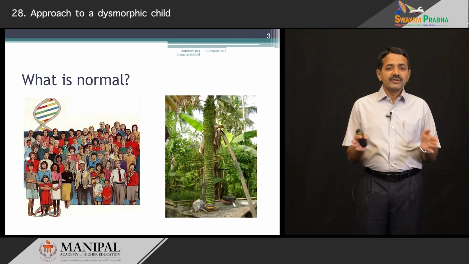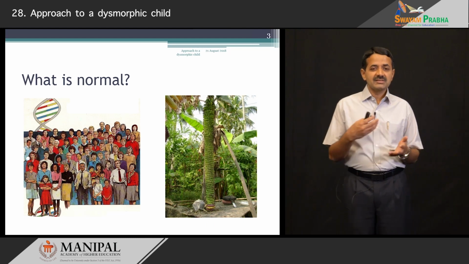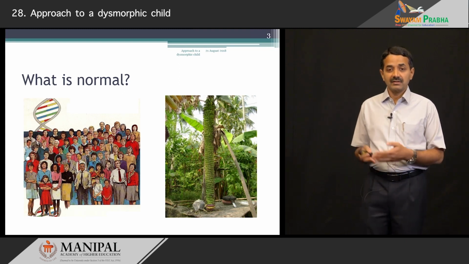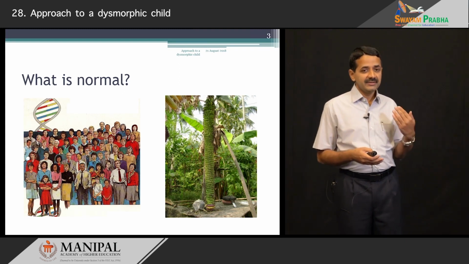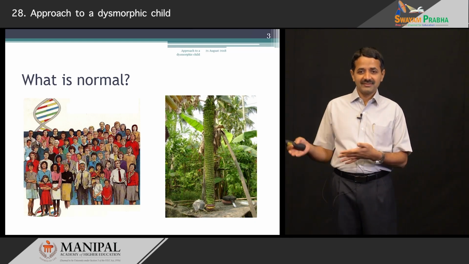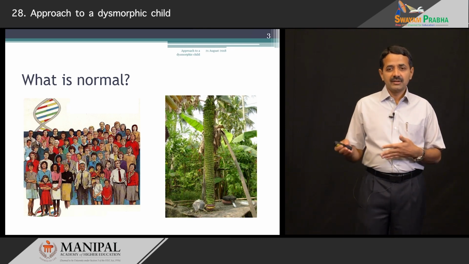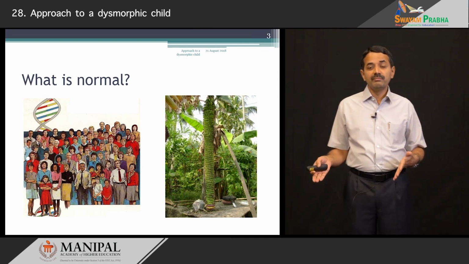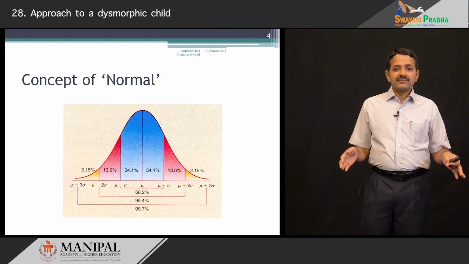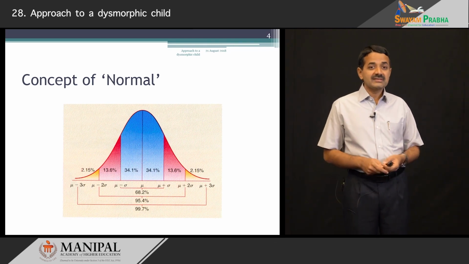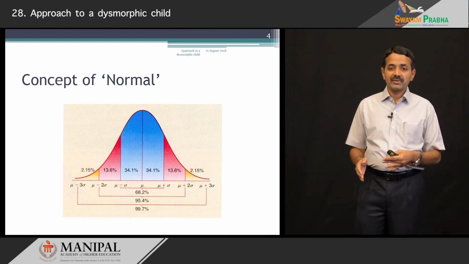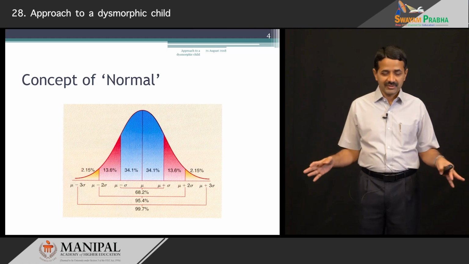The world has several races, several ethnicities, people have different heights, different skin color, different color of iris. We dress differently, but we need to know what is normal and what is abnormal. You can see a banana fruit here, which looks too big for it to be normal. So, what we need to understand before we define what is dysmorphism, or what is a deviation from normal, is to understand what is normal.